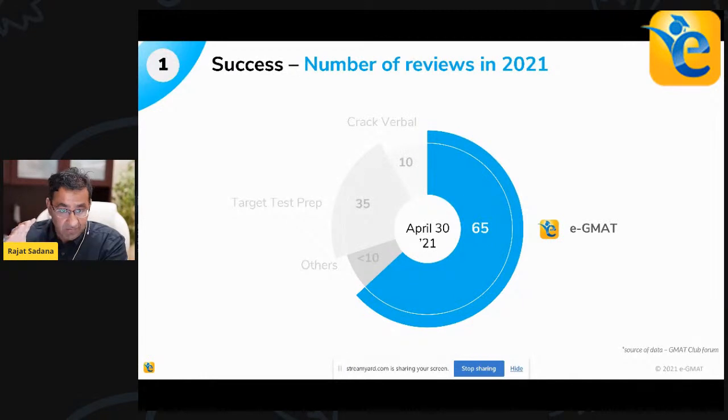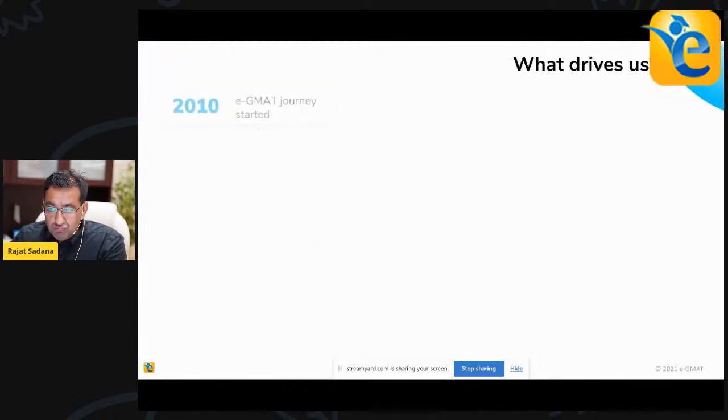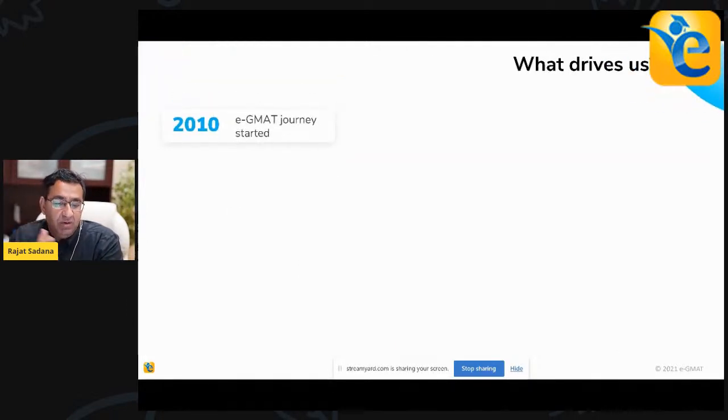And we're talking about each of the 13 to 14 partners that are there on GMAT Club. And in these 4 months, the first 4 months of 2021, others have practically not accounted for any significant number of reviews. So this was briefly about reviews, but I think you've got to understand why these reviews happen and what drives the success. So to do that, it's really important to understand the DNA of the company.